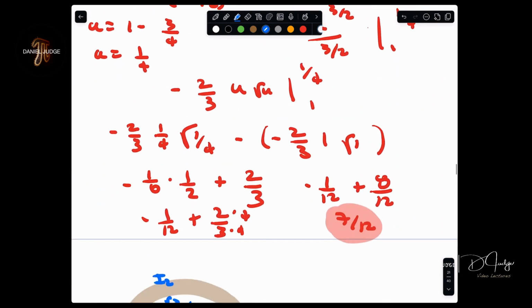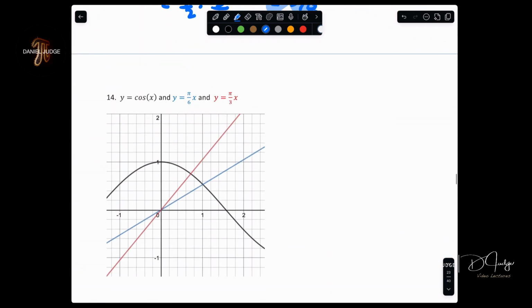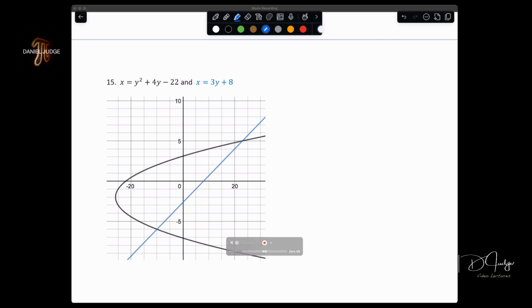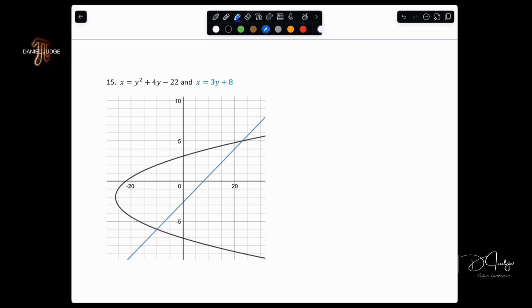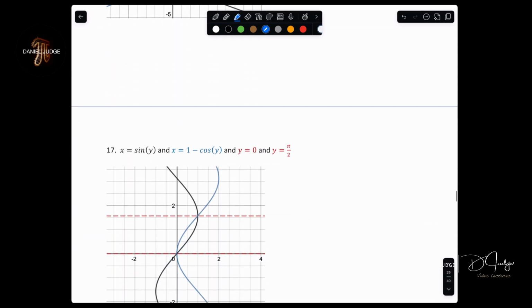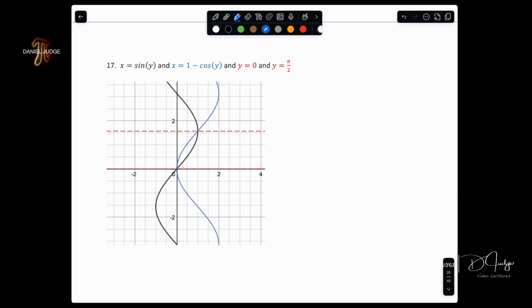All right. Okay, 14, and now we got 15, and I'm trying to double check. Let me check something here in our communication. Looks like we did do 15, so I'm going to leave it there. And then we're going to do 17 now.